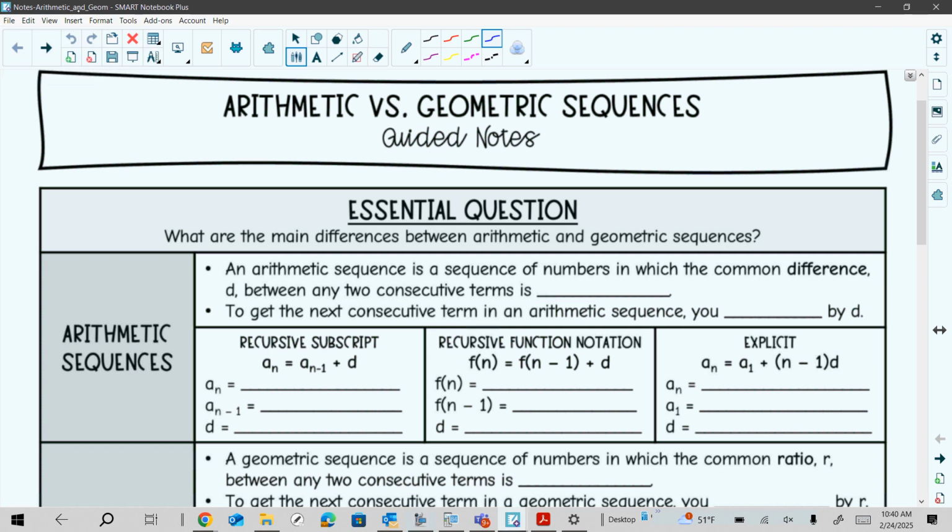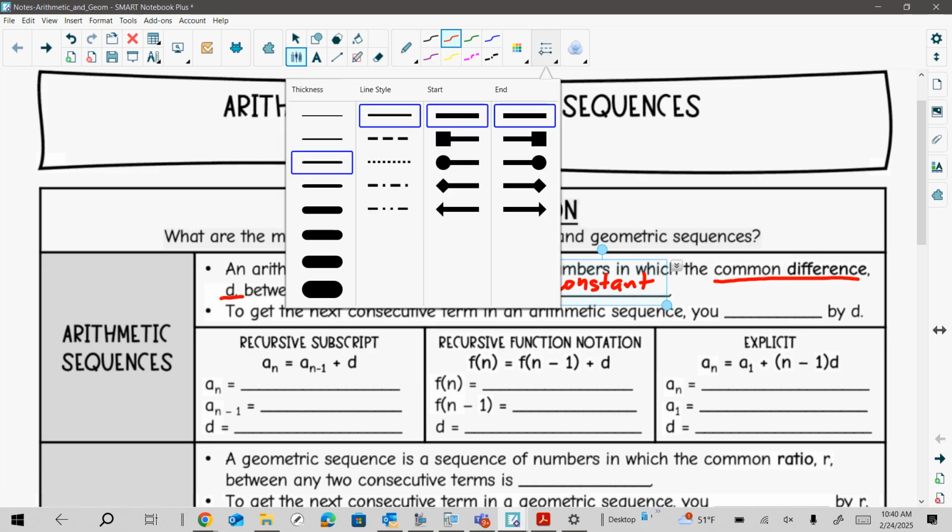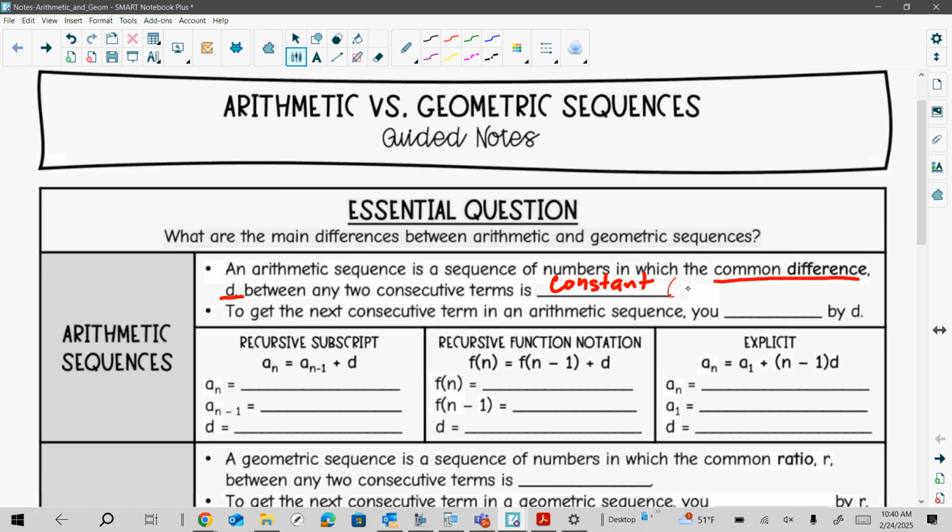For this first example, we're going to have a sequence of numbers with a common difference. This is important. D is that common difference between two consecutive terms, two numbers. It is constant. What I mean by it's constant is it's the same amount each time. It cannot vary. It cannot change.